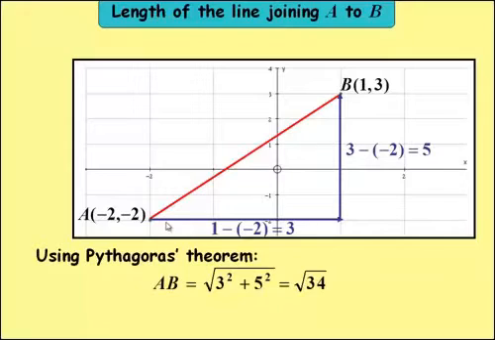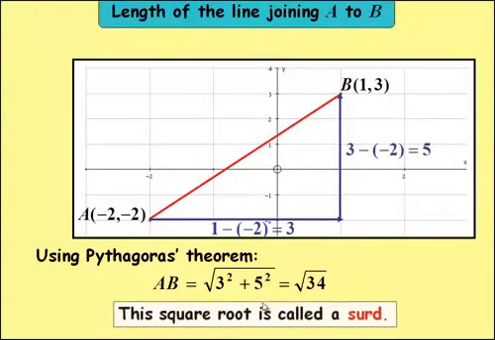Using Pythagoras' theorem, the sum of the squares of the two smaller sides gives the square of the hypotenuse, which is what AB is. To find out the length of AB, we then square root the result. So we've got the square root of 9 plus 25, which gives us root 34. We'll recognise this as being a surd from the work we've done in the previous couple of lessons, and there's not a lot we can do with that surd. There's no square numbers that are factors of 34, so we would leave it like that.